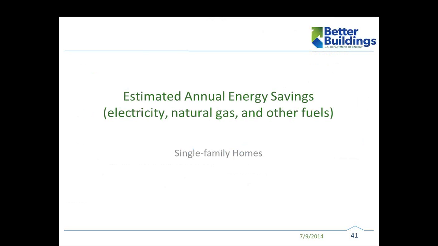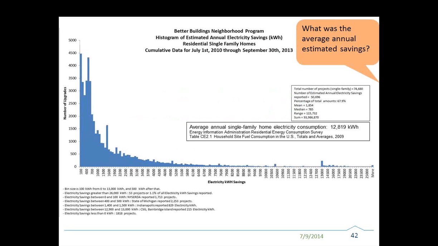So the last set of histograms that I'm going to show is just estimated annual energy savings. So this is looking at electricity, natural gas, and other fuels. So what's the average annual estimated savings? So the mean, looking at electricity, kilowatt savings is around 1854. In this graph, we did remove any negative savings, any projects that reported negative savings, and that would happen if there was any kind of fuel switching going on.